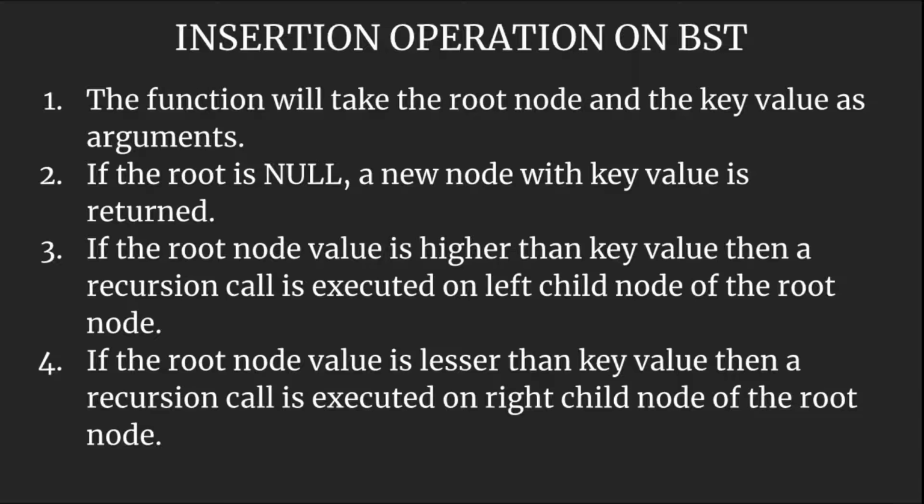Now if the root node value is higher than the key value, then a recursive call of the function is executed on the left child node of the root node. It's very obvious, because in a binary search tree all the nodes with values lesser than a node lie in the left subtree. So as the key value is lesser than the root node value, we call recursion on the left child node. In the same way, lastly, if the root node value is lesser than the key value, then the recursive call is executed on the right child node of the root node.